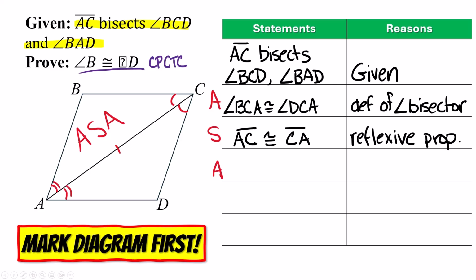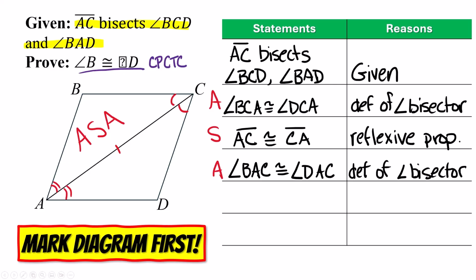Now we've got this other pair of angles down here. So it's going to be BAC is congruent to DAC. Same reason, definition of angle bisector, because it's bisecting that big angle down there too. All right, we've got two triangles that are congruent. ABC is congruent to ADC by the angle side angle congruence theorem.